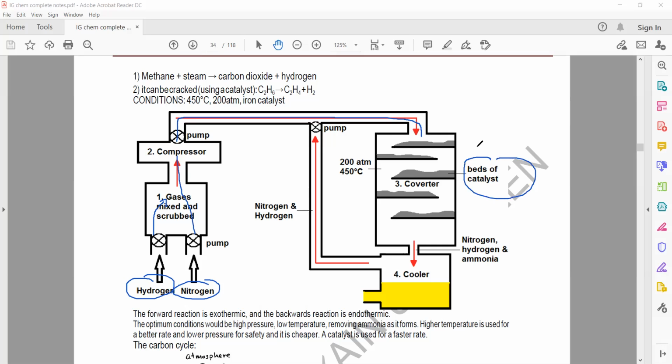So what catalyst do we use for this purpose? We use iron as a catalyst. This iron will cause a reaction between nitrogen and hydrogen. When nitrogen reacts with hydrogen, this will result in the formation of ammonia.